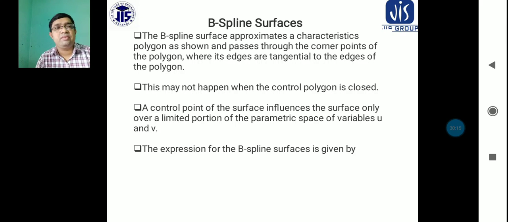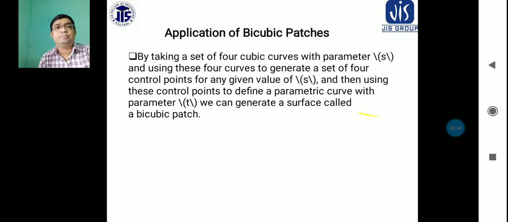The B-spline surface is given here. The B-spline surface approximates the characteristic polygon as shown and passes through the corner points of the polygon, where its edges are tangential to the edges of the polygon. This may not happen when the control polygon is closed. A control point of the surface influences the surface only over a limited portion of the parametric space of variables u and v. The expression for the B-spline surface is given.